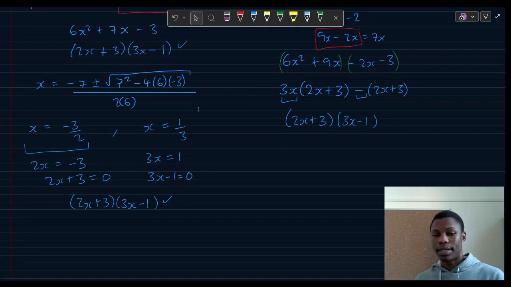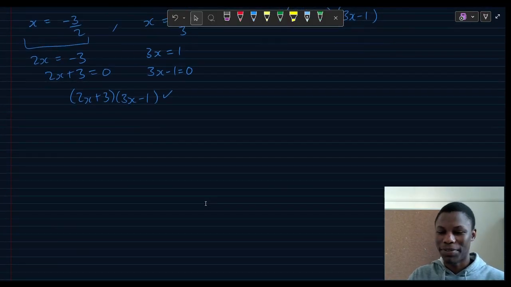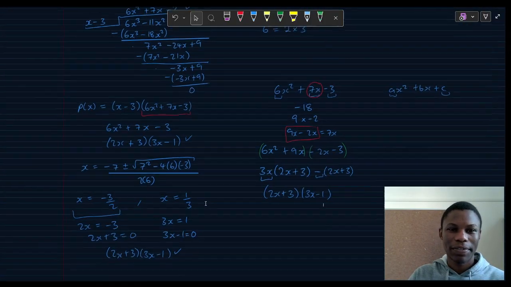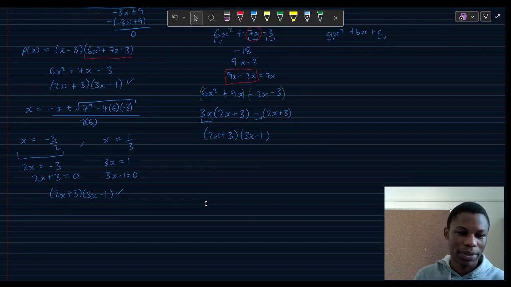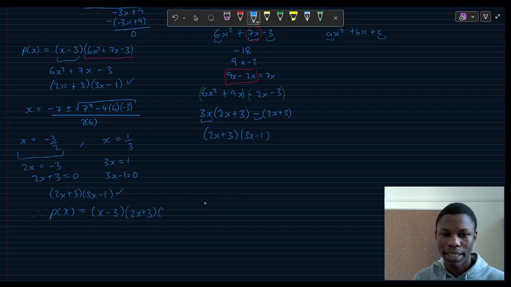So pick your poison. Either learn how to properly factorize, and then once you've done it, you can pretty much skip most of the steps once you're comfortable with factorization and do it mentally. Or you can just stick to the quadratic formula and never factorize a day in your life. And so we actually haven't finished the question. So the complete factorization of p of x becomes the x minus 3 that we have here times the factorization for the quadratic, which is 2x plus 3 times 3x minus 1.